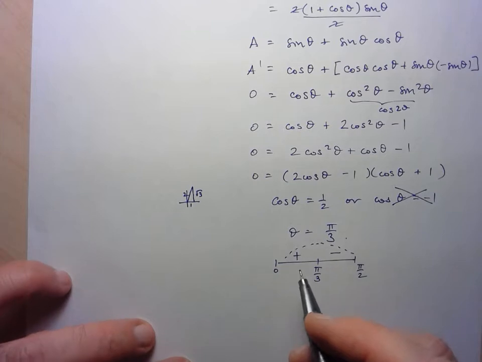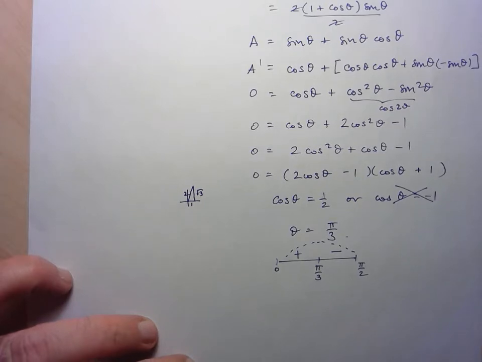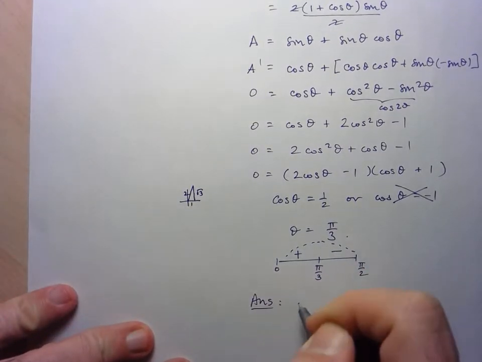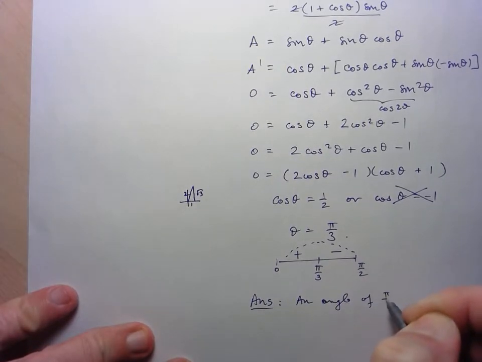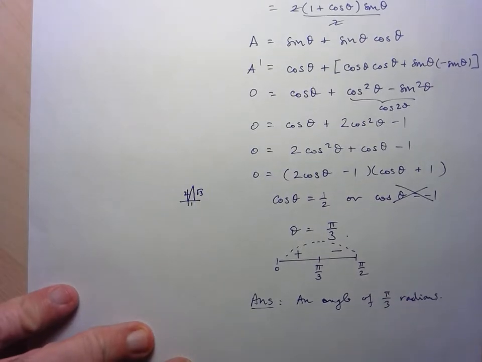Okay, so now I'm going to go back to my question and see exactly what they're asking me for, and it says what angle will maximize the cross-sectional area. So my answer here is going to be an angle of pi over 3 radians. Okay, and there we have it.